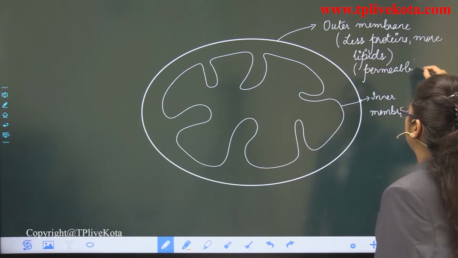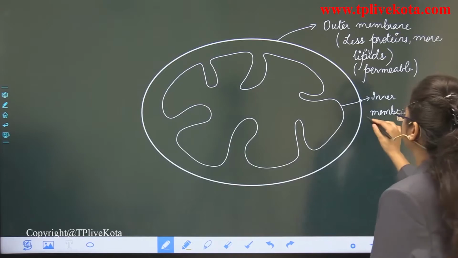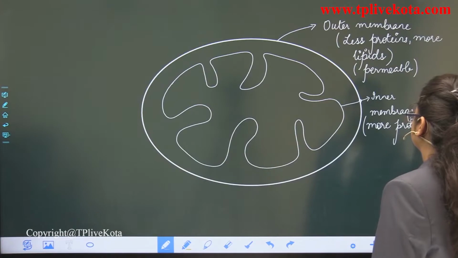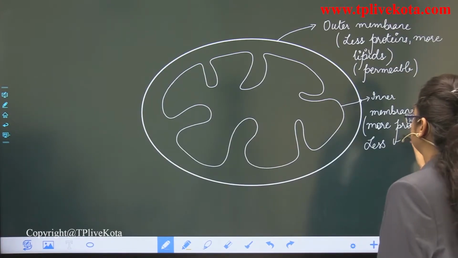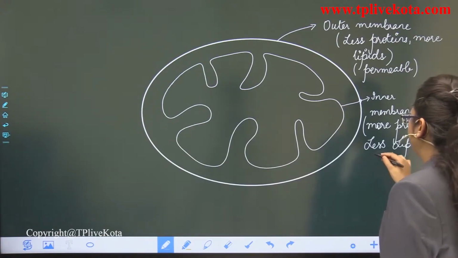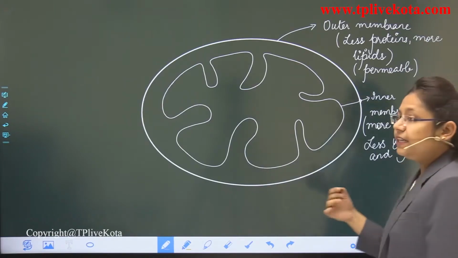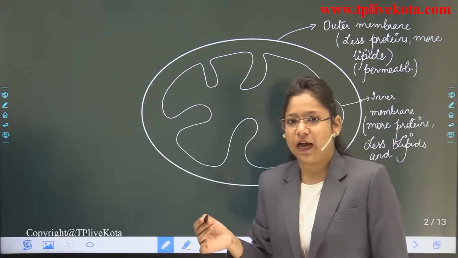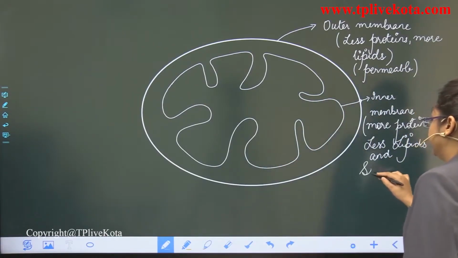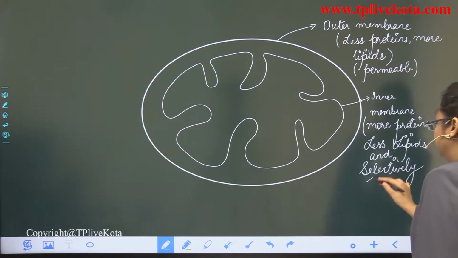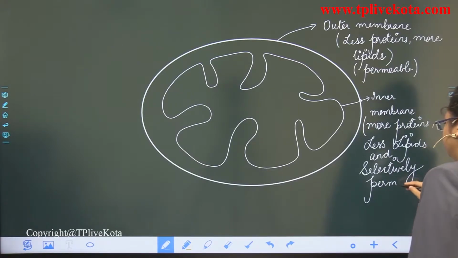So it is permeable in nature. But if we talk about the inner membrane, it has more proteins, less lipids, and it is selectively or semi-permeable. You are better familiar with these terms now, so I don't have to repeat it again and again. So it is selectively permeable.